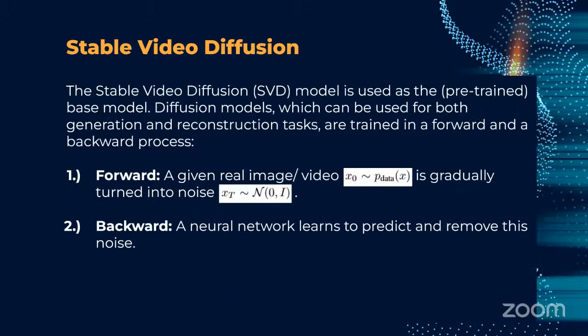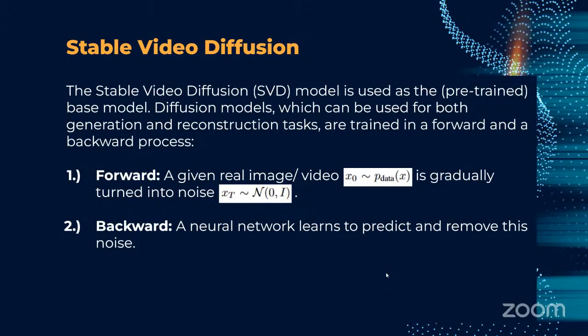And let's start again with the base model, which, as I've already said, is the Stable Video Diffusion, or SVD model. Diffusion models in general can be used for both generation and reconstruction tasks. And typically they are trained in two steps, namely a forward process and a backward process. So one starts with the forward process, where one is given a real image, or in our case video, and then some randomly generated noise is gradually added to this video. After this, one proceeds with the backward process, where we now have a neural network. And this neural network is now trained to predict and remove this generated noise again, step by step.